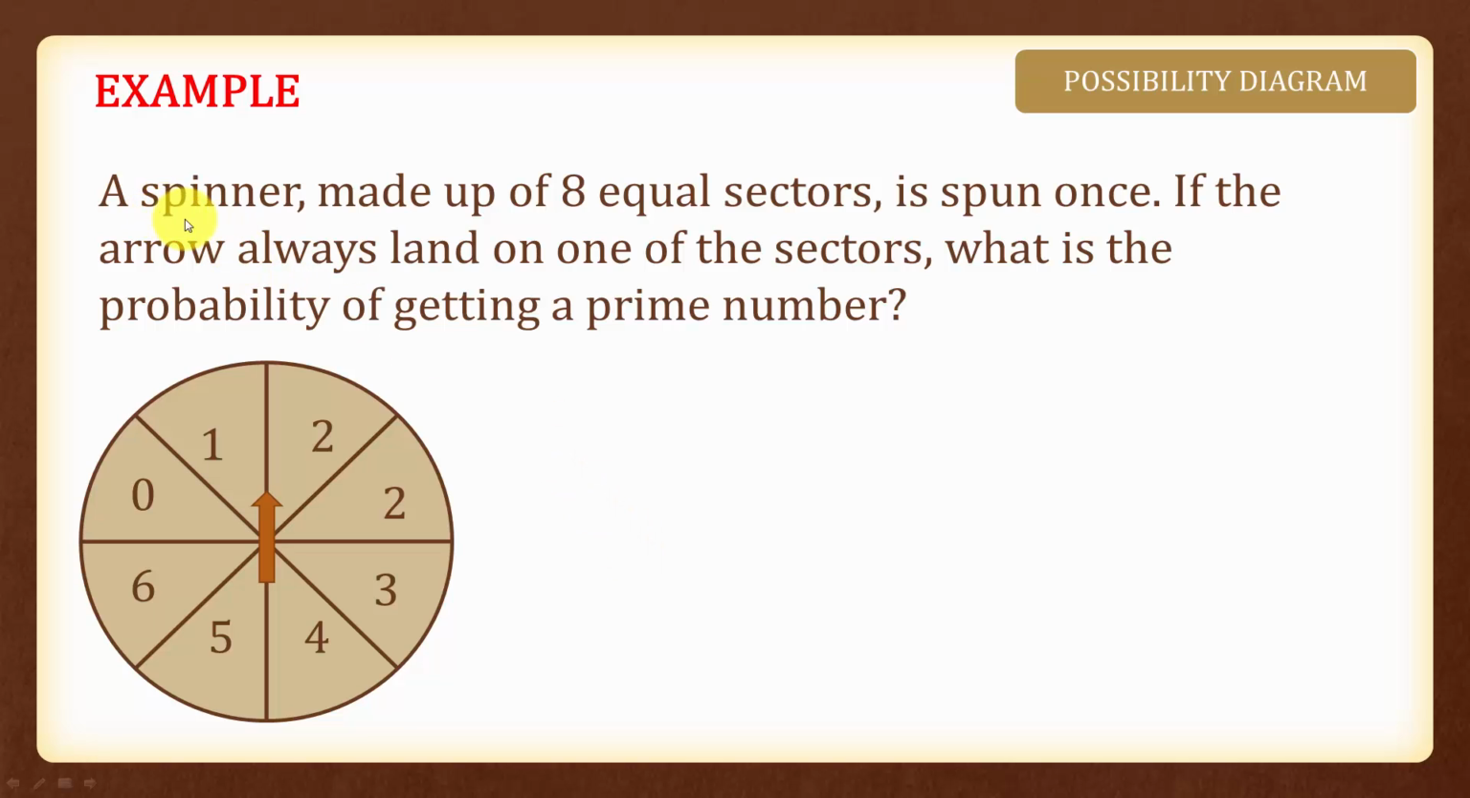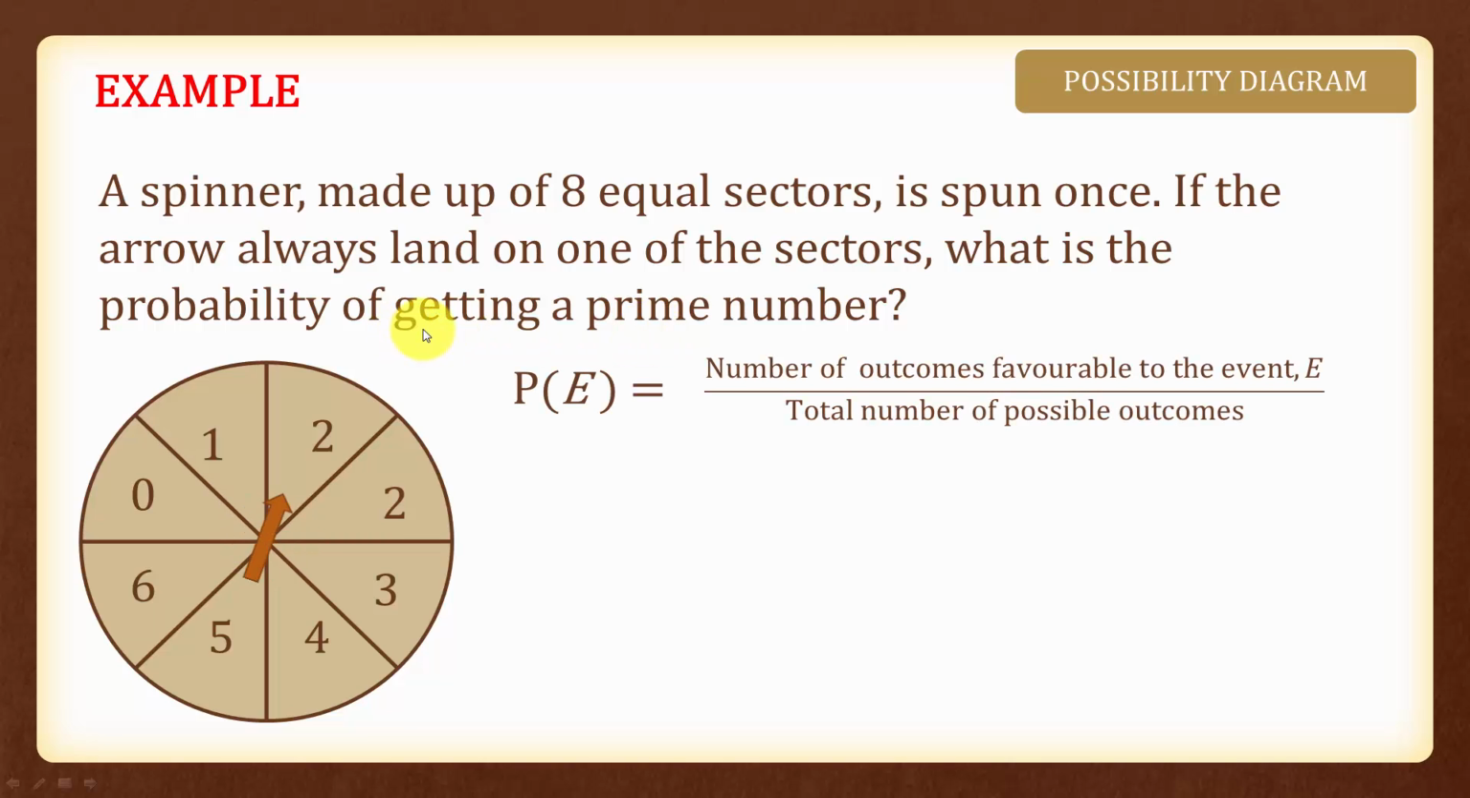In this next example, a spinner is made up of 8 equal sectors. It is spun once. If the arrow always lands on one of the sectors, what is the probability of getting a prime number? Here we have 4 prime numbers, which are 2, 2, 3, and 5.